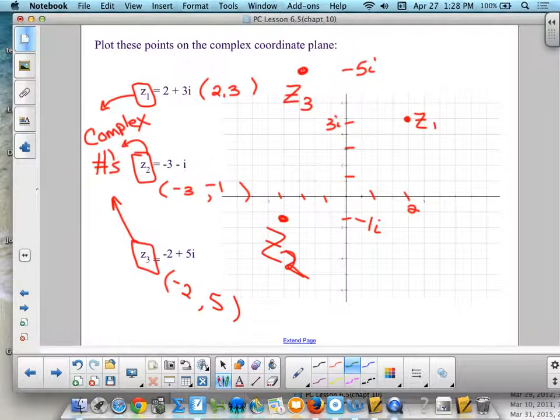Here's the deal. Would you please think of 2 plus 3i as x plus yi? Would you think of it that way, guys? Because this is the way I'm going to ask you to think the rest of this section. The real number is x. The imaginary coefficient is y.